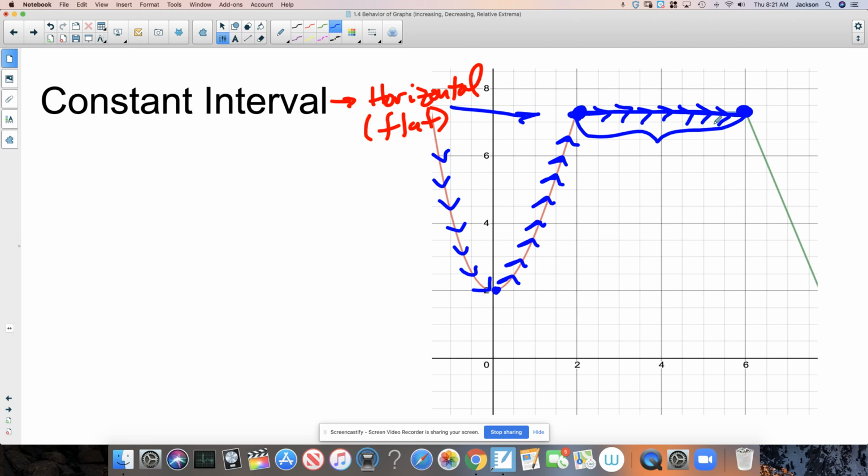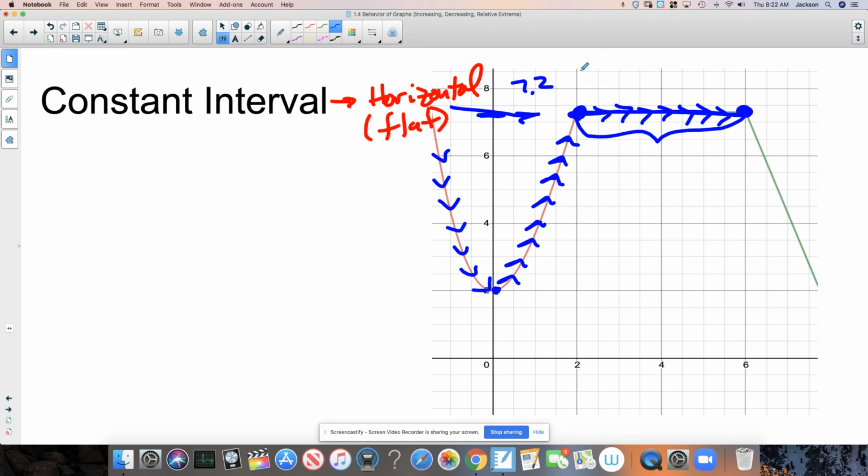So the constant interval that we're looking at here, it's still an interval of x values, but it's an interval over which the y values are not changing at all, not going up or down. The y values here are all right here. Let's call it like 7.2. So that y value is 7.2.